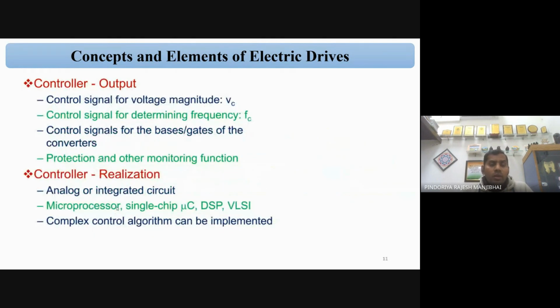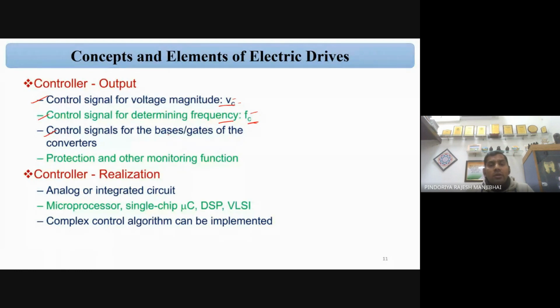So what about the output? The output is the control signal for the voltage magnitude. We can say VC is the control voltage magnitude. Then the control signal that determines the frequency, that is FC. C stands for controller and F stands for frequency. Same here, C stands for controller and V stands for voltage.